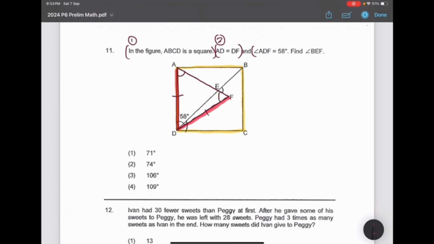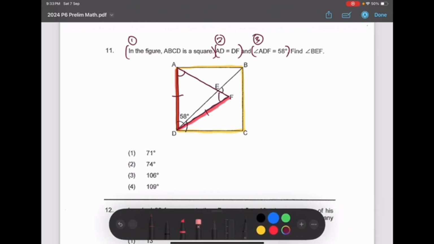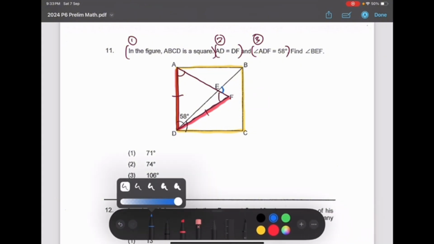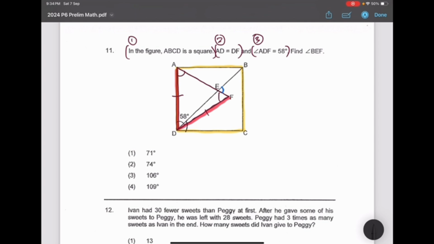Alright, moving on to the next part. It says that angle ADF equals to 58 degrees. Now, what is the question asking? It says find BEF. I'm going to highlight BEF in blue so that everyone can see what we are looking for. Okay, how do we begin doing this question? I want to first direct our attention to the isosceles triangle ADF.